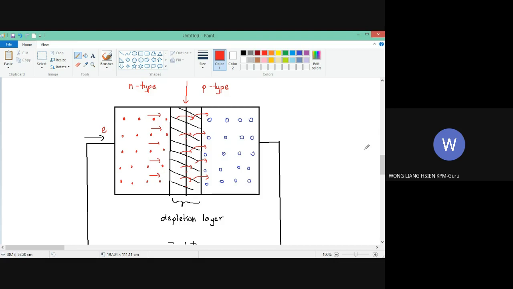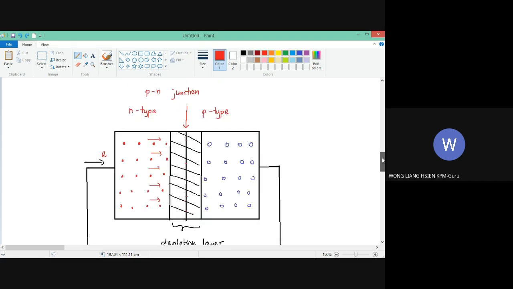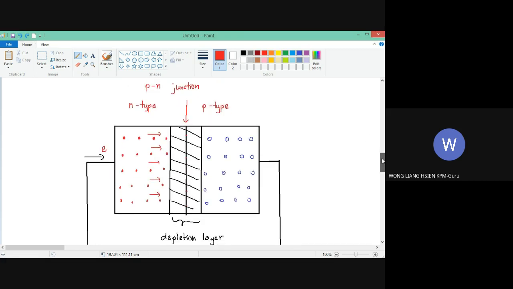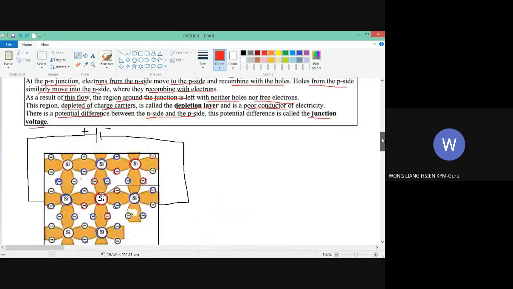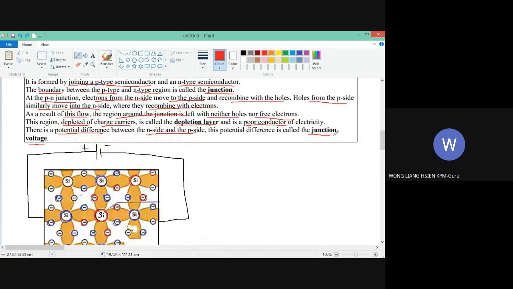Okay, I think I need to explain in a little bit more detail about this part. Let me start again. Sorry. Let me start again. Okay, so when we... I think I need to explain about the junction voltage.